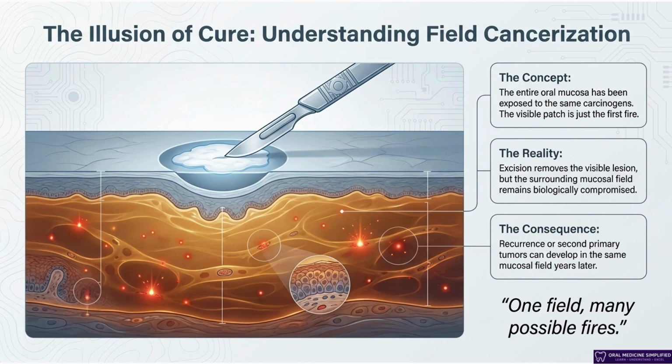This is why we should never give the patient false reassurance by saying that the lesion has been removed, so everything is permanently cured. A better explanation is: we have treated the visible lesion, but we still need to monitor the mucosa over time. One field, many possible fires. This is the reality of oral potentially malignant disorders.